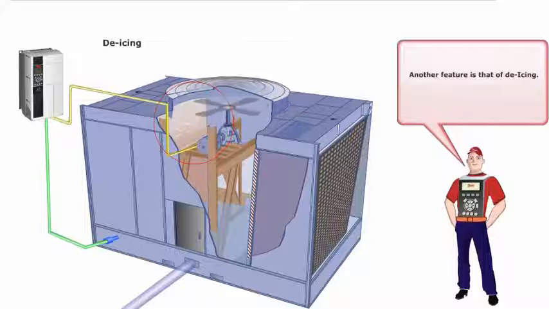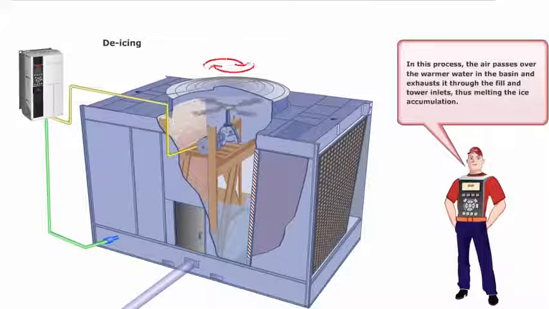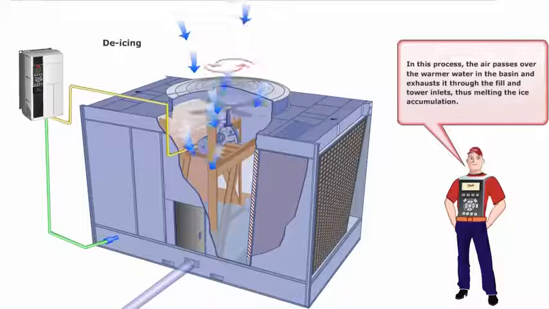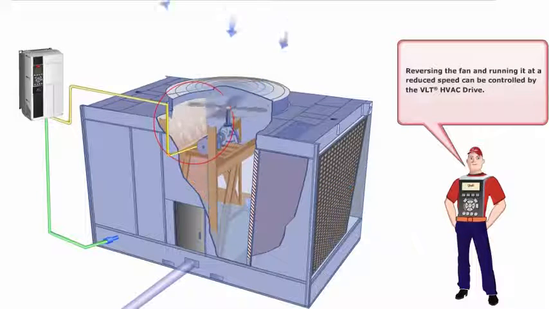Another feature is that of de-icing. For towers that use an axial fan, the VLT HVAC drive has the capability to de-ice the tower by reversing the airflow. In this process, the air passes over the warmer water in the basin and exhausts it through the fill and tower inlets, thus melting the ice accumulation. Reversing the fan and running it at a reduced speed can be controlled by the VLT HVAC drive.